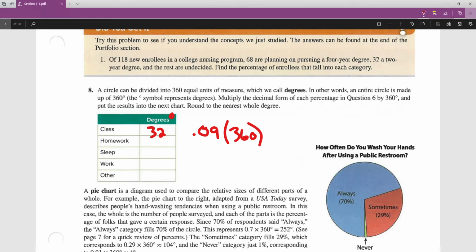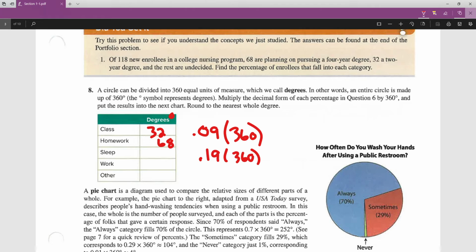So for the homework, I had 0.19 times 360. This 360 is not going to change. What's going to change is whatever percent we have. 19% of 360 is about 68 degrees.